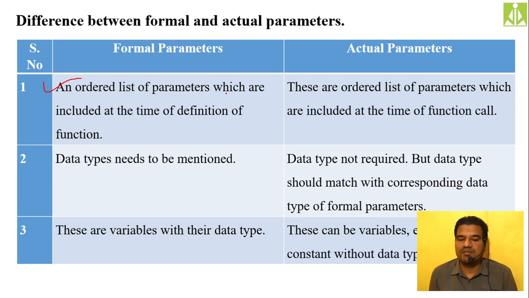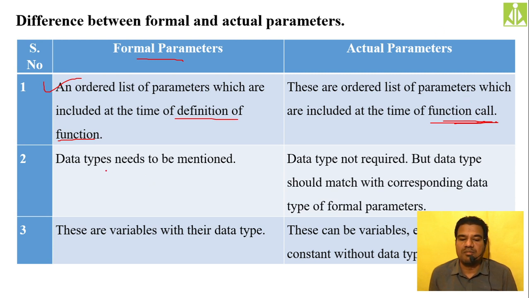An ordered list of parameters which are included at the time of definition of the function. Formal parameters are what we specify at the time of definition of the function. Actual parameters are what we specify at the time of function call, as you can see over here. This difference is very, very important: formal parameters in the definition, actual parameters in the function call.